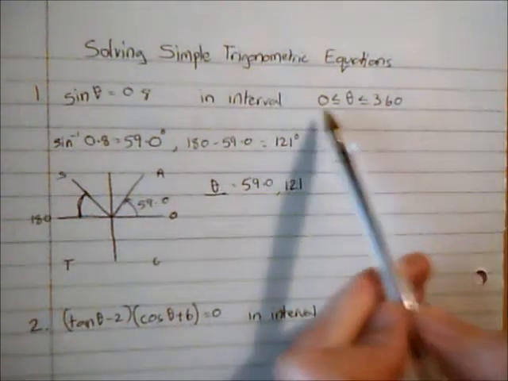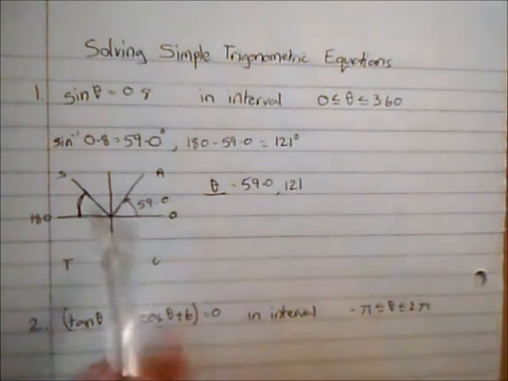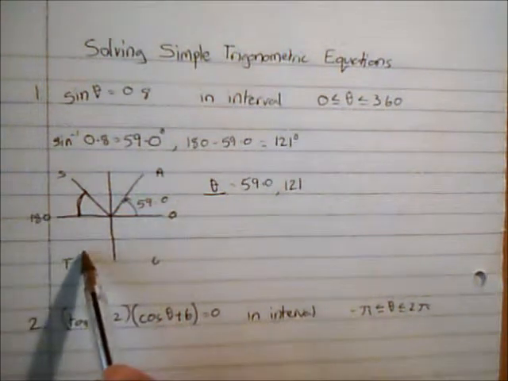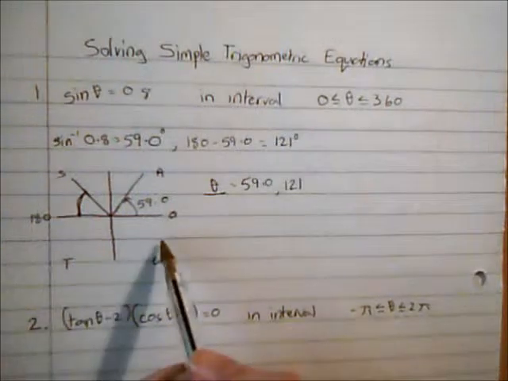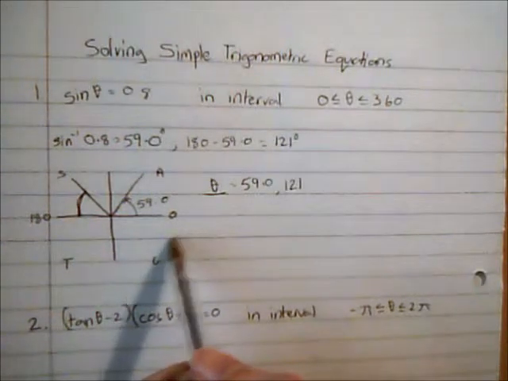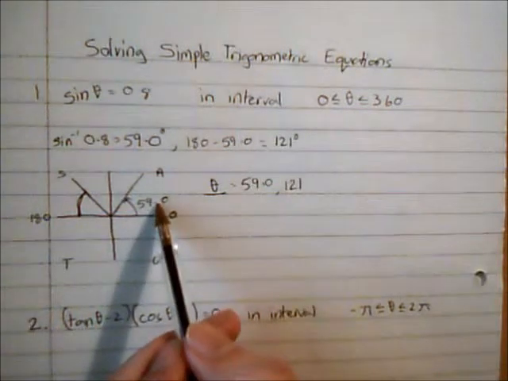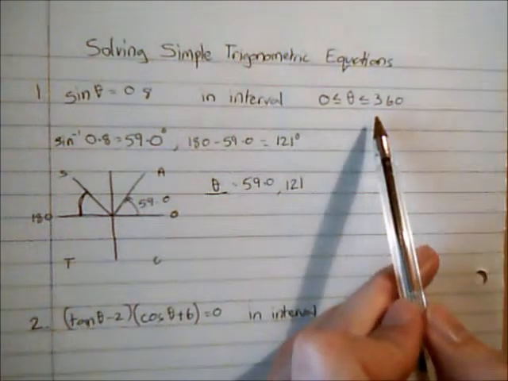And I can check here with my solution 0 to 360. I've got two solutions here. There are no solutions in this quadrant because sine is negative here. There are no solutions in this quadrant because sine is negative. And by the time we get back to this quadrant again, we've exceeded 360. So we've gone outside of the range of this interval.